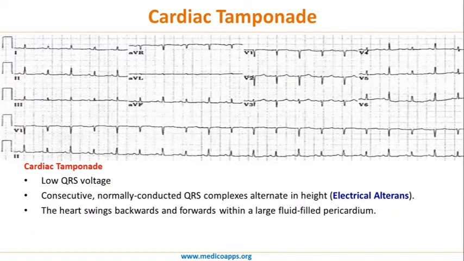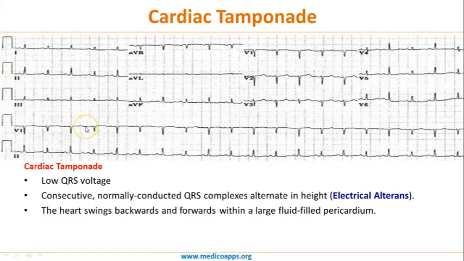Now, in cardiac tamponade, the change on ECG is basically low voltage QRS, because the heart swings backward and forward within a large fluid filled pericardium. What we have is a normally conducted QRS complex alternating in height, which is also called electrical alternans. So this is electrical alternans, how it is seen on ECG.